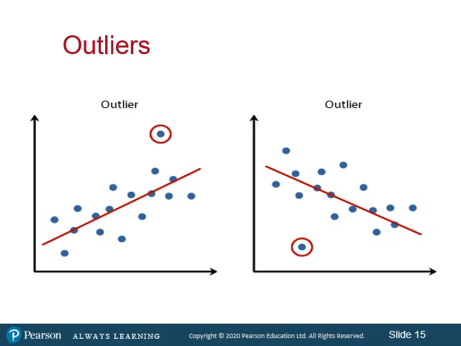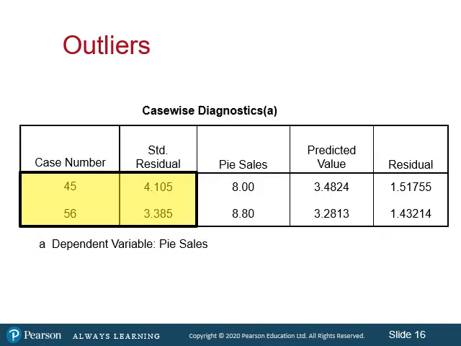When you run your regression analysis, you may get a table like this, and it will give you a case-wise diagnostic. This 45 and 56 is the case number, row number 45 and row number 56. They are considered outliers because the studentized residuals are 4.105 and 3.3. Normally for outliers, the values must be within plus or minus 3. Anything greater than 3 or less than minus 3 is considered an outlier.